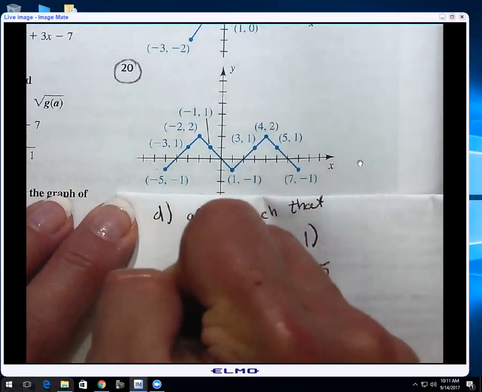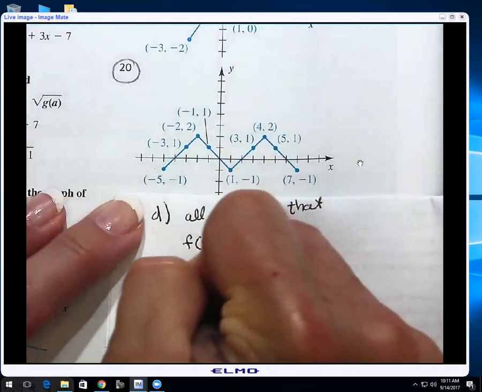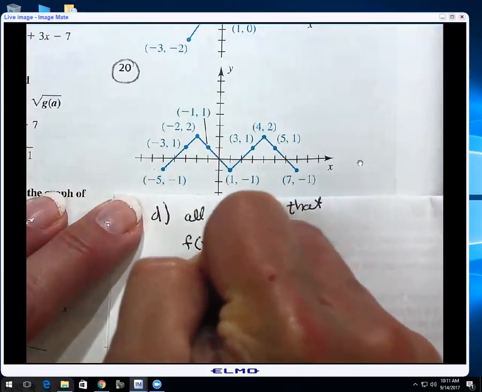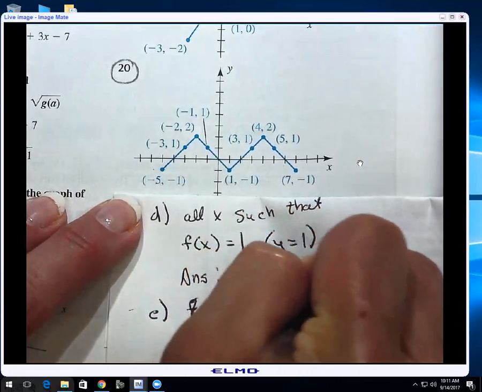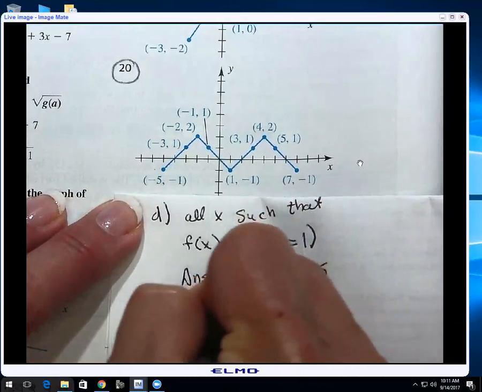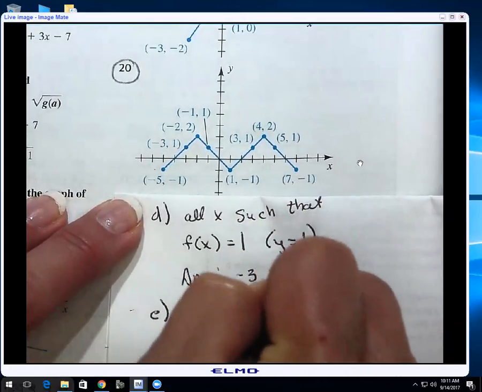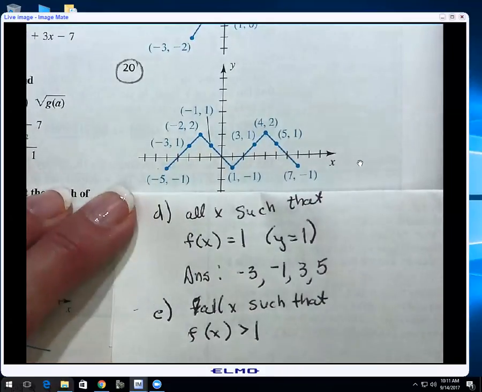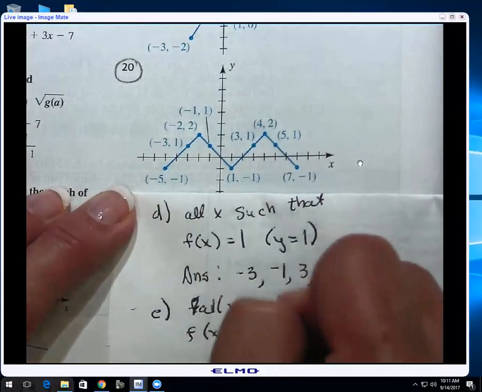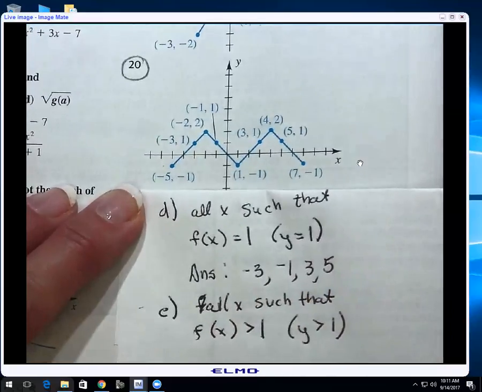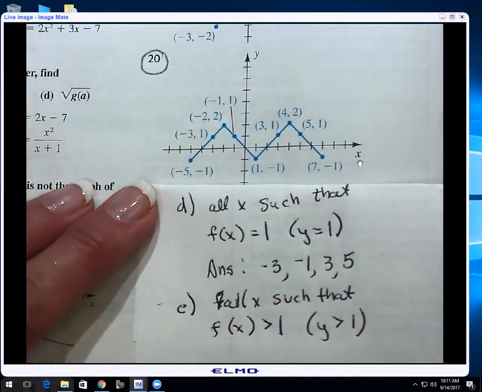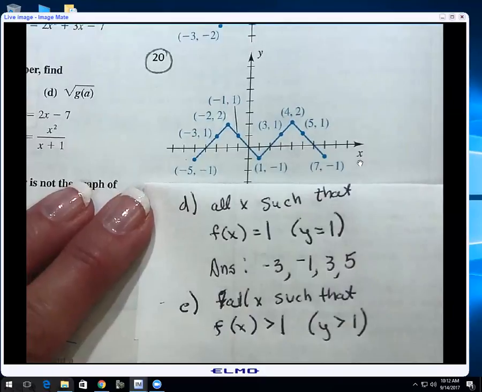And then the E part says find all x such that f of x is greater than 1. And again, y is interchangeable for f of x. So we're looking for all the x's such that the y is bigger than 1.